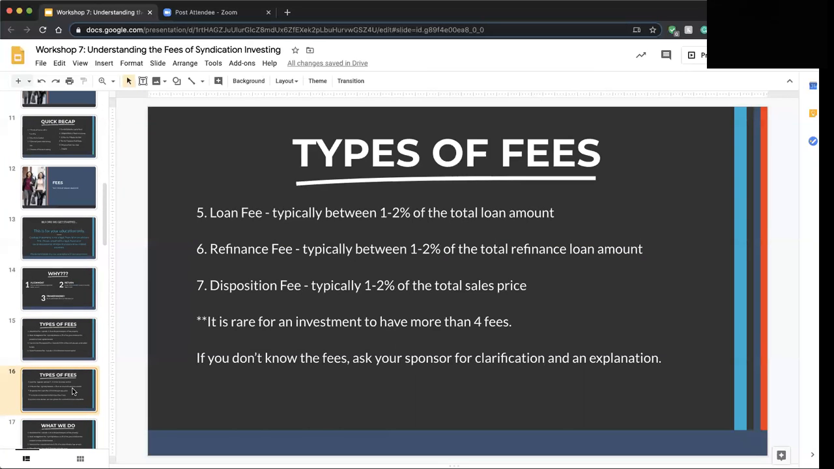All right. Fee number 5, the loan fee. Okay. So somebody has to help secure the loans. And on some projects, we have what we call a key sponsor. And that key sponsor might actually charge a fee. They're pledging their assets in order to close the deal. And that loan fee might be 1 to 2% of the total loan amount.